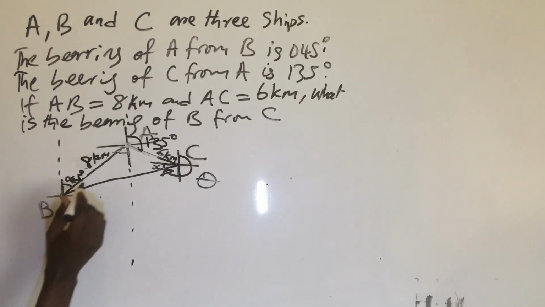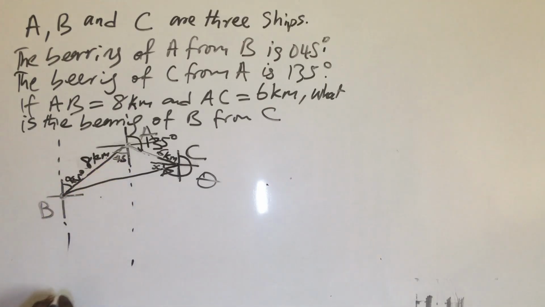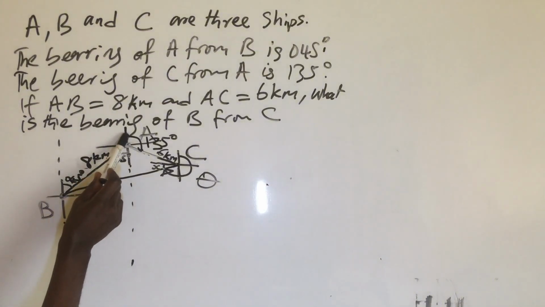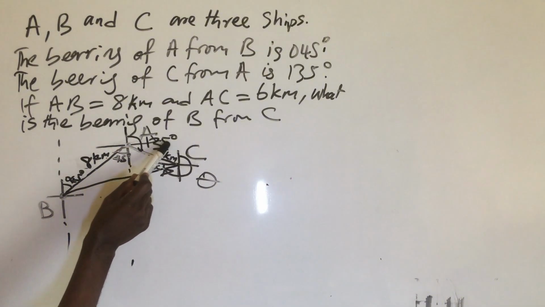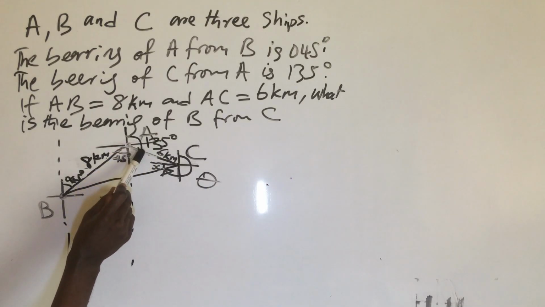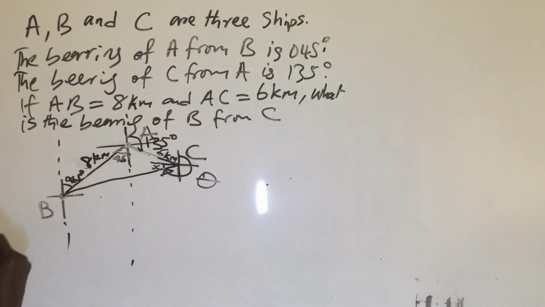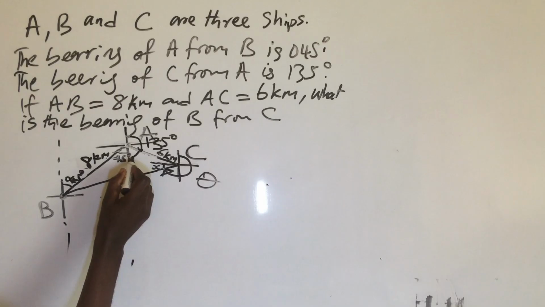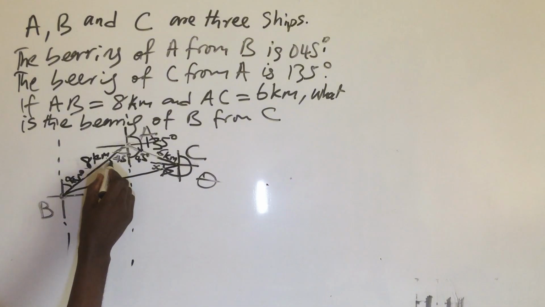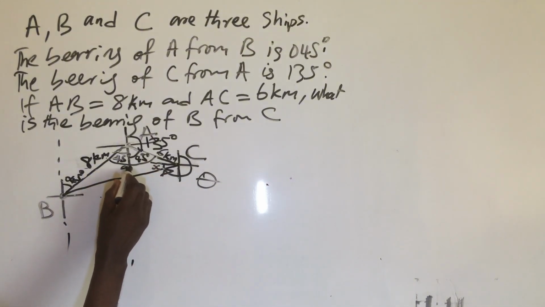So since here is 45, here will also be 45, okay? Please go and watch Angles on a Parallel Line, which I have treated. You will understand what I mean. So now here is 45, then from here to here is 135. Remember that from here to here is 180, and we have already gotten 135. The remaining one to complete 180 is 45. So here is 45, here is 45, meaning that all this angle is 90 degrees.